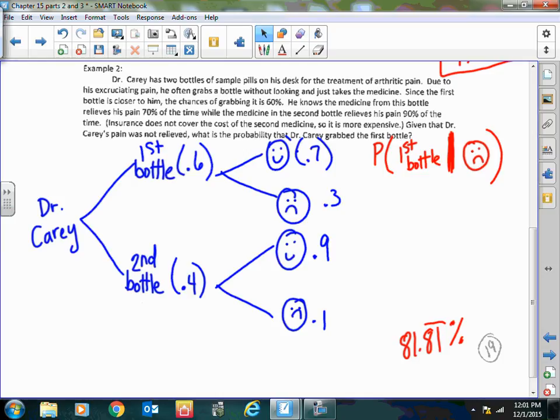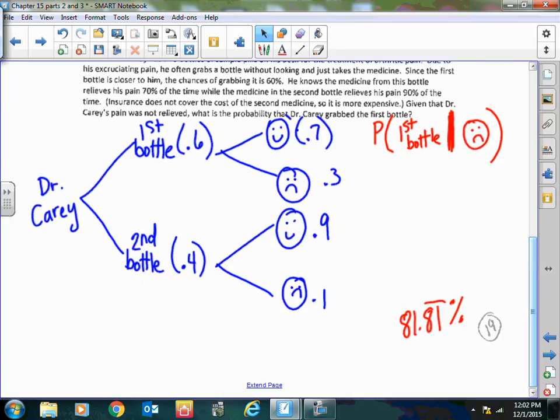Okay, so let's see if you got your chart correct. I did do a happy face. I was like, did you see what I was doing? Because I did happy and sad. Okay, so this is what the story was telling us. You can see if you got your conditionals organized correctly. And then the question was asking, what's the probability that he picked a first bottle given that his pain was not relieved? Well, if you got 81.81%, you got it right, and you can go ahead and go on to the assignment, which is the next page.